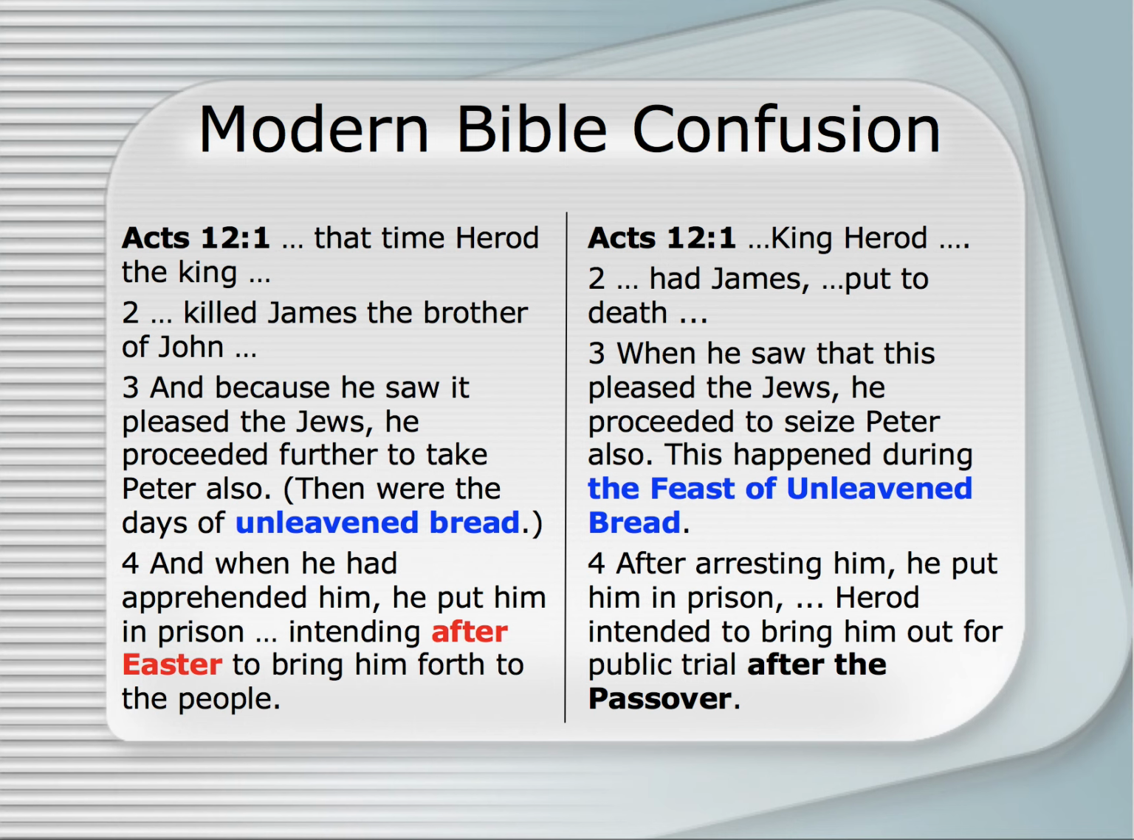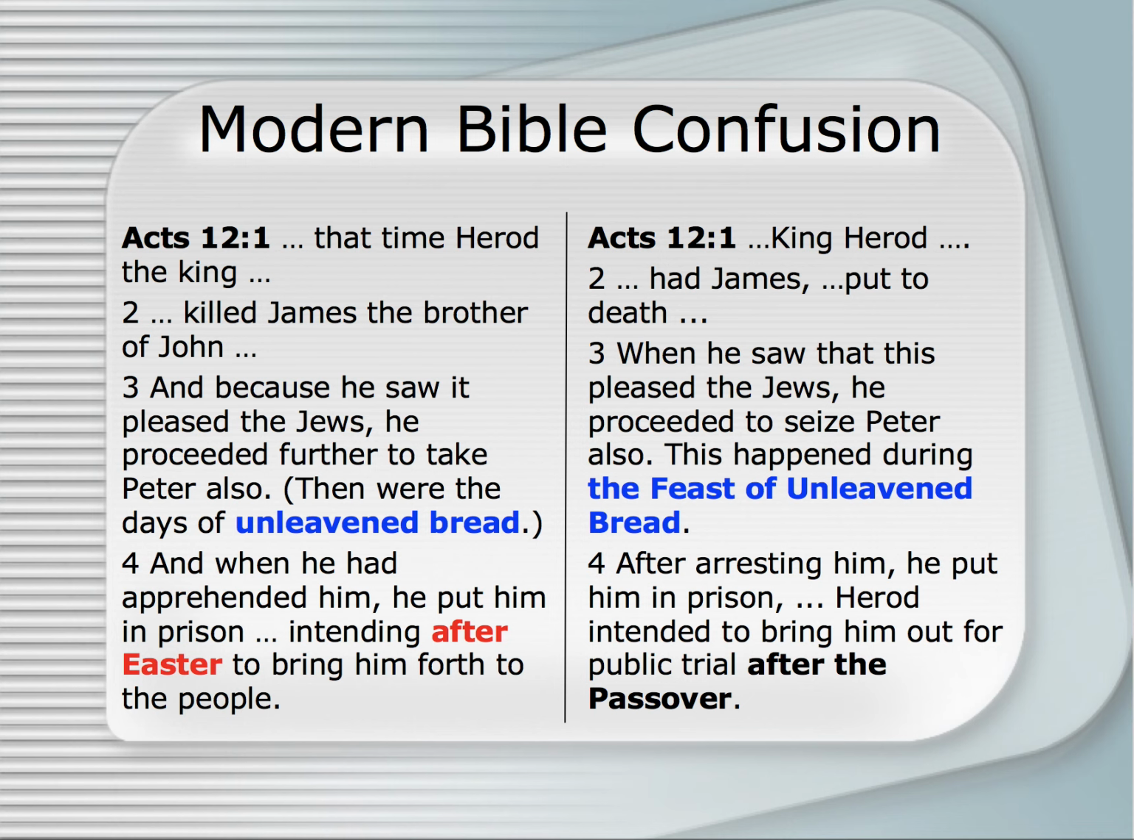So there are two accounts here. I'm not telling you which version is which yet. So Acts chapter 12 talks about Herod killing James, the brother of John. That's the Apostle James. And because he saw it pleased the Jews, he proceeded further to take Peter also. And it tells you when this took place. Then were the days of unleavened bread.